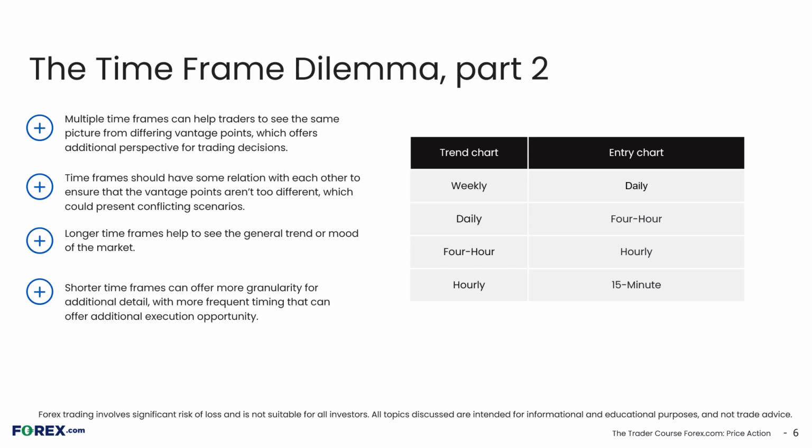they can then work on how they're going to enter, and that's where the shorter time frame comes in. So for the trader that's using the weekly chart for trend analysis, they could then use the daily chart to try to find their entries in consideration of those longer term trends. Or for the trader that's using the daily chart to analyze trends and market direction, they could look to the 4-hour chart for entry opportunities.